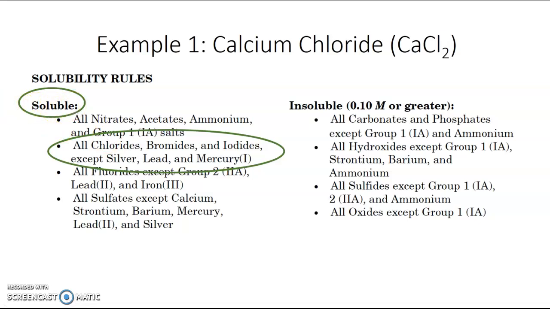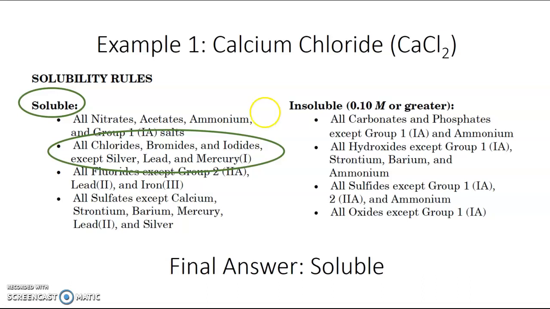There are a few exceptions though, so we need to check our cation and see if our compound is one of those exceptions. Our cation is calcium, and the exceptions are silver, lead, and mercury 1. So we don't have to worry about any of the exceptions because we have calcium, not silver, lead, or mercury 1. So like most chlorides, calcium chloride is going to be able to dissolve in water.